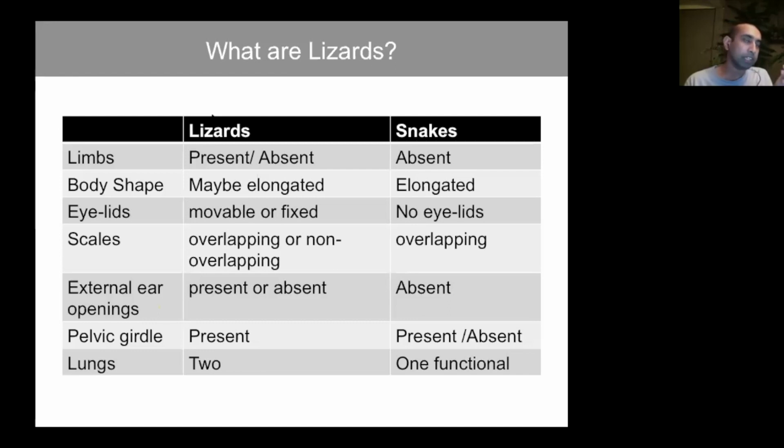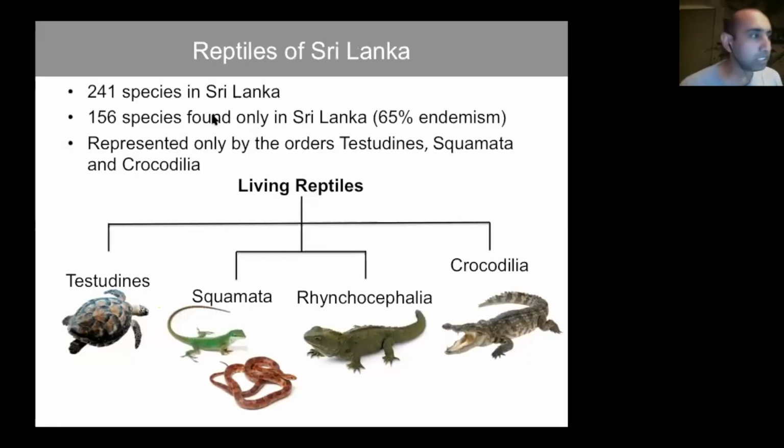So the limb buds that we see in pythons are the vestiges of the pelvic girdle. And if you look at the lungs, right, you won't see this externally, but lizards have two lungs. Snakes have only one functional lung, and the other lung is extremely reduced and non-functional. So these are some of the characters that can be used to distinguish snakes and lizards. You have to look at a combination of characters to say whether it's a snake or a lizard. Right. So let's move to reptiles of Sri Lanka.